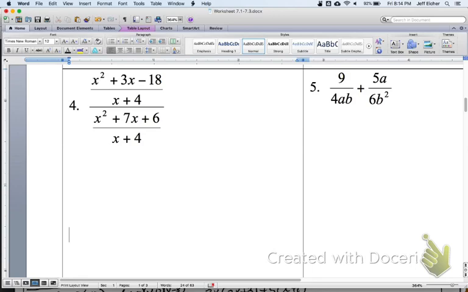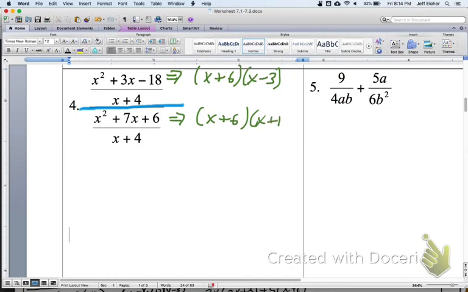Number 4, we have a complex fraction. We have a fraction divided by another fraction. I remember when I was in high school, I didn't know which fraction was which. But that blue line is the demarcation between the top fraction and the bottom fraction. So we can rewrite this. Maybe let's try to factor first. If we can factor the top of the top, we would get an x plus 6 and an x minus 3. And if we could factor this one, that would be an x plus 6 and an x plus 1.